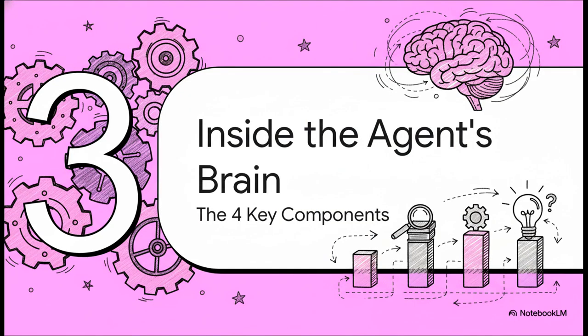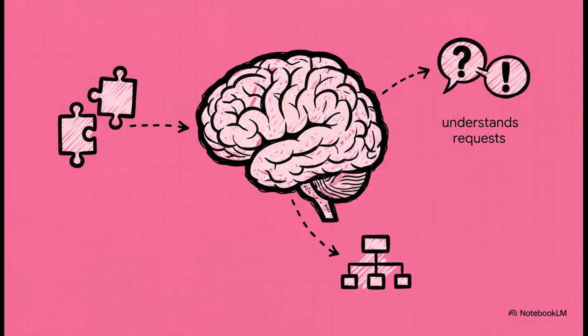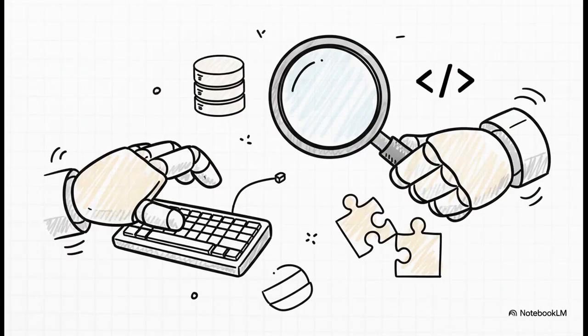So how does all of this actually work under the hood? It might sound really complex, but every single powerful agent out there is built on 4 fundamental components. Let's take a look inside the agent's brain. First up, you have the LLM core. This is the brain of the operation, the CEO. It's the part you're probably most familiar with, that incredible language model that understands your request and comes up with the overall plan.